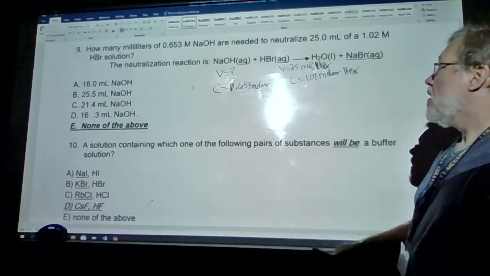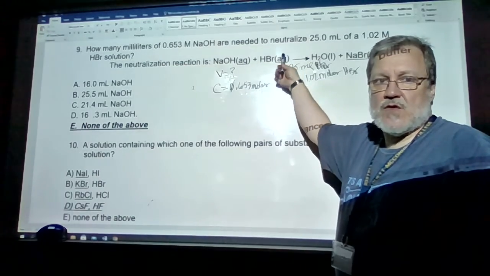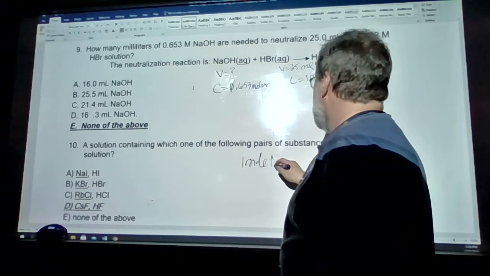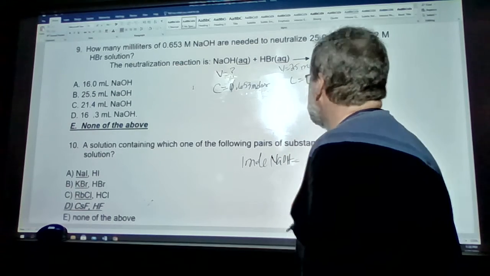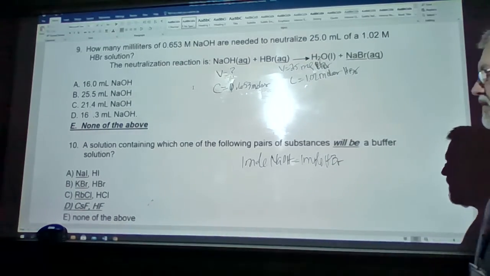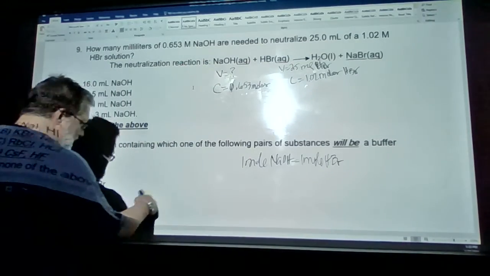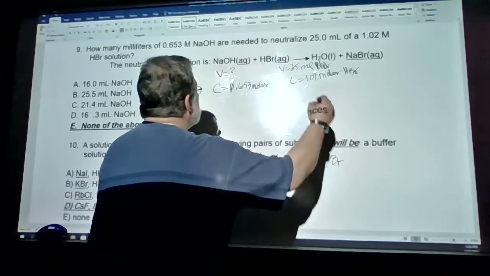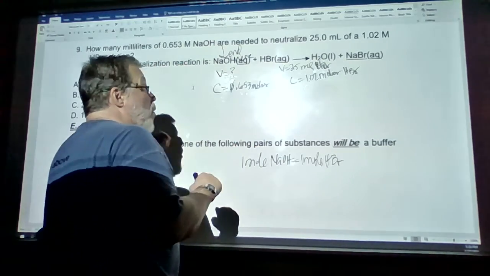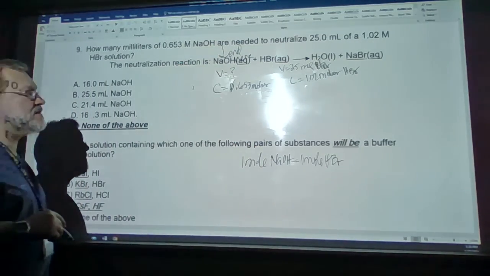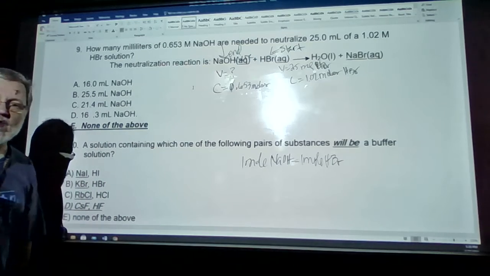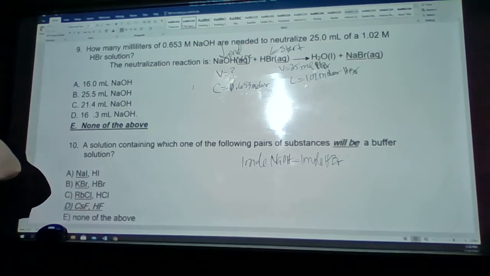From the equation, 1 mole of NaOH reacts and consumes 1 mole of HBr. So we have 1 mole NaOH consumes or is equal to 1 mole HBr. Where are we starting at and where are we asked to go to? We're asked to end up here. Where are we given most information? Right here. The HBr is the only other thing that we have relating in our problem to the NaOH.